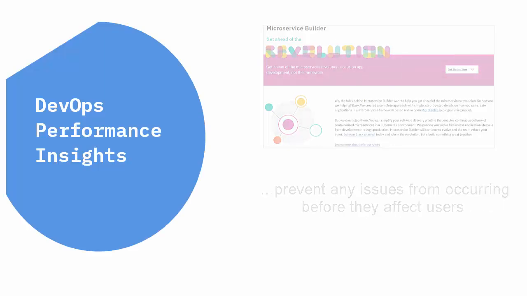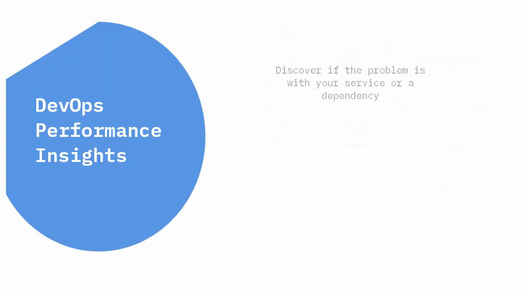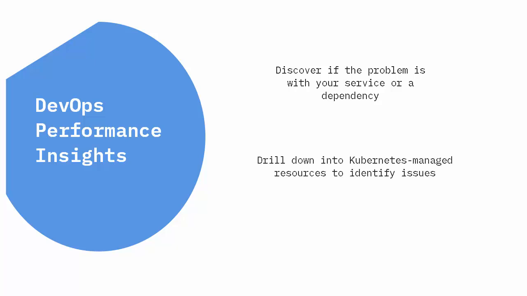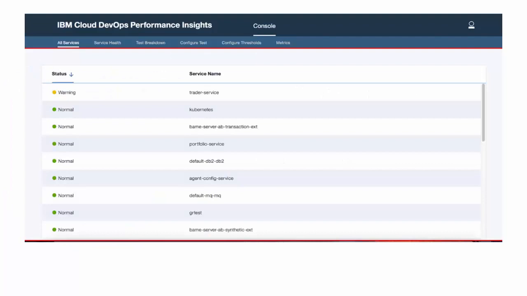With DevOps Performance Insights, you can easily discover if the problem is with your service or a dependency and drill down into Kubernetes-managed resources to identify issues. After creating a Java microservice using Microservice Builder, the DevOps Performance Insights data collector is automatically instrumented and discovers the service. If there is a problem with your service, easily pinpoint where the problem is coming from so you can take action.